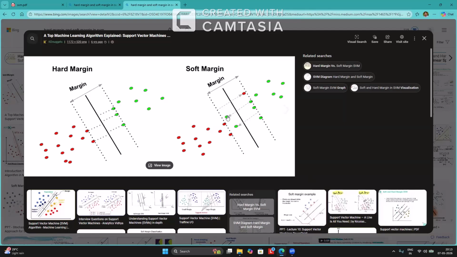If we allow some of the elements within the margin, then that problem is actually called what? Soft margin. Soft margin. This is the basic idea.